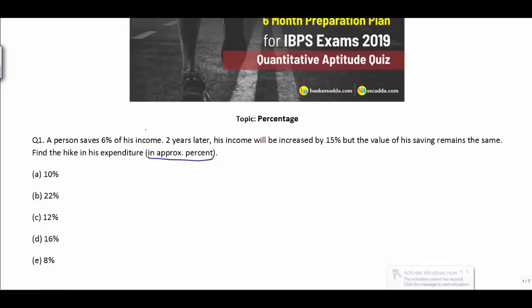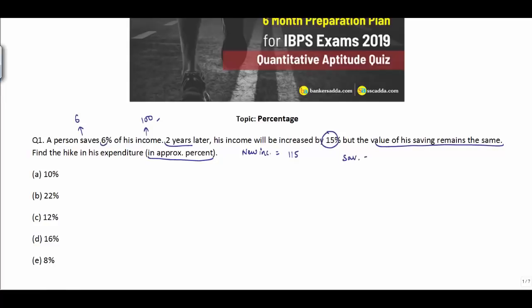Let us suppose that the income of the man is rupees 100. Then his savings would be what? 6% of his income, which is 6. Now what happens after 2 years, his income increases by 15%, 15% over 100, so the new income of the man is 115 rupees, 15% of 100 is 15.